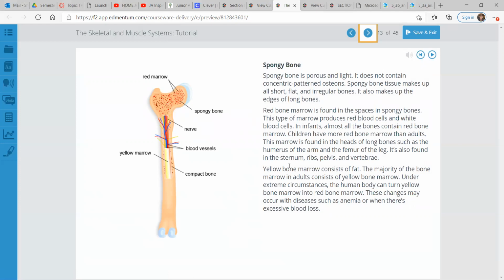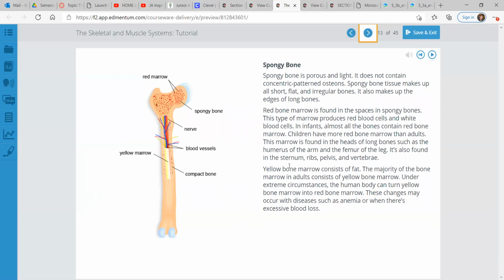Red bone marrow is found in these spaces in spongy bones. This type of marrow produces red blood cells and white blood cells. In infants, almost all the bones contain red bone marrow. Children have more red bone marrow than adults do. This marrow is found in the heads of long bones, such as the humerus of the arm and the femur of the leg. It's also found in the sternum, ribs, pelvis, and vertebrae.